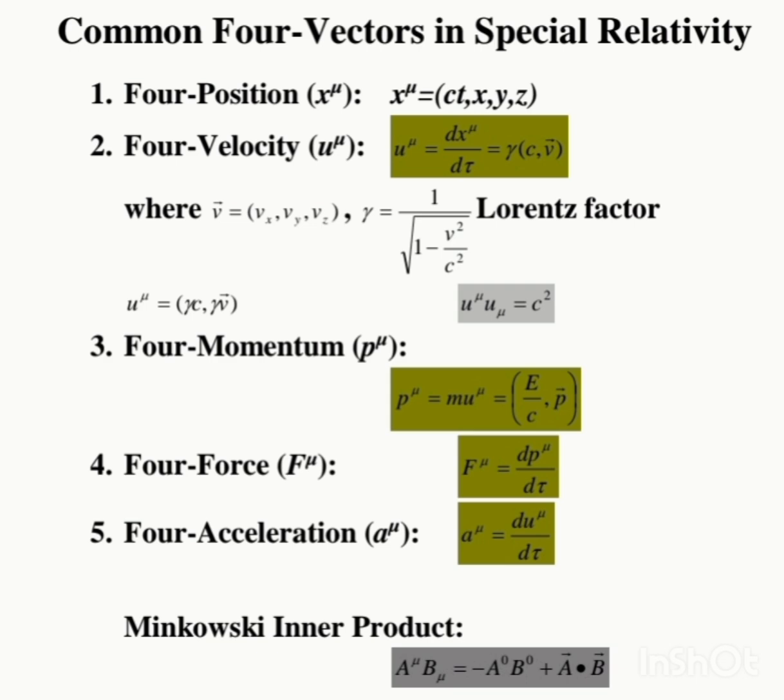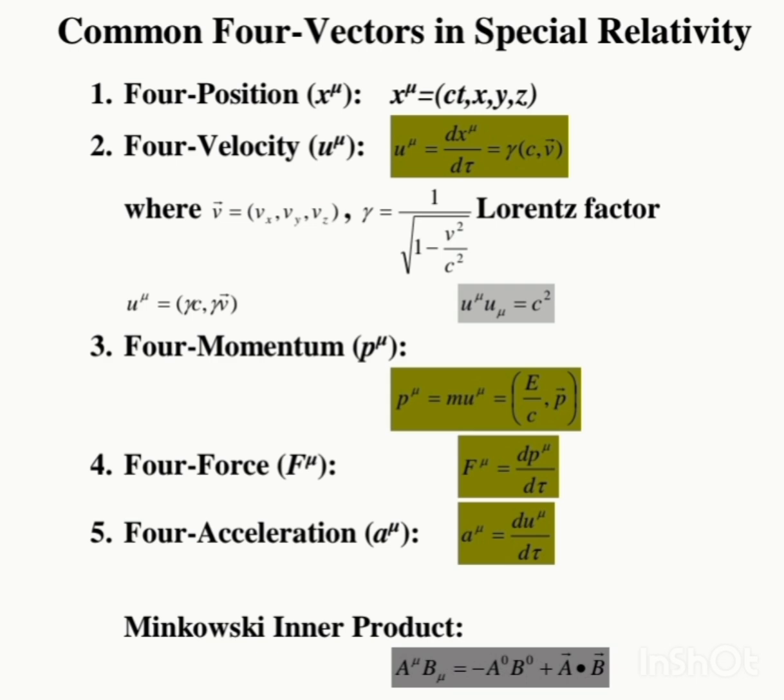Four position, that is x^μ. The four position vector describes the location of an event in space-time. It combines both space and time coordinates into one entity. It is defined as x^μ = (ct, x, y, z), where x^μ is the four position with μ equal to 0, 1, 2, 3.